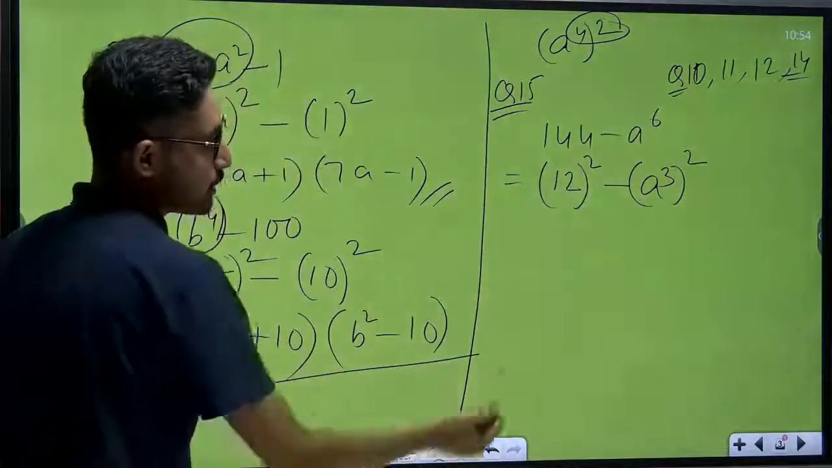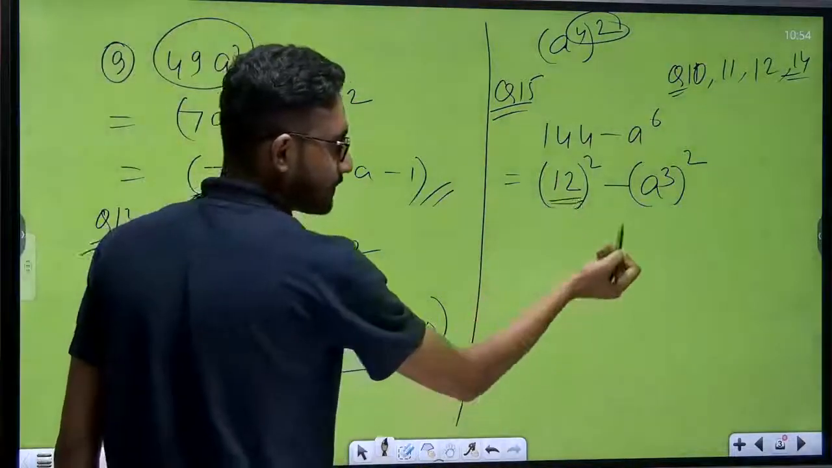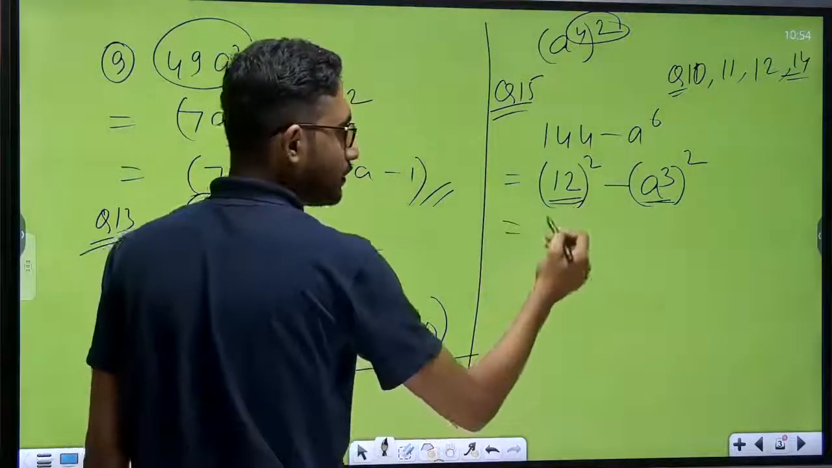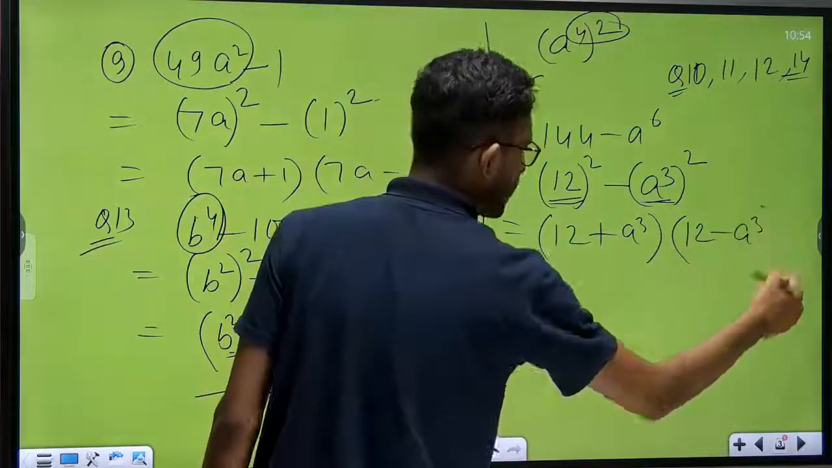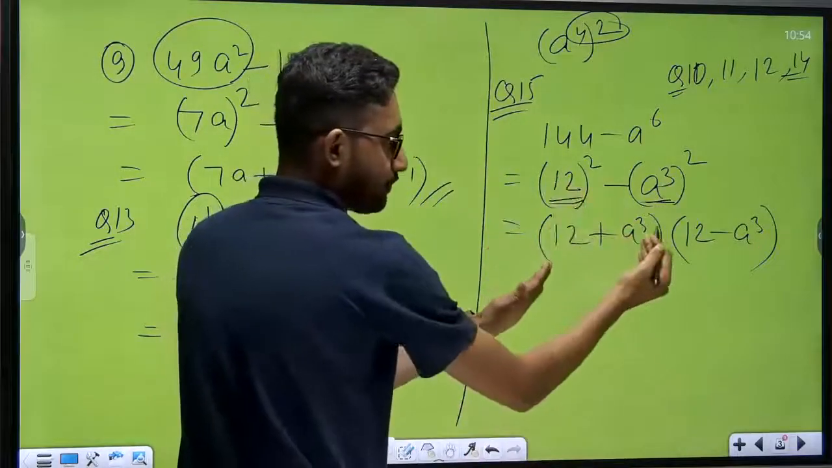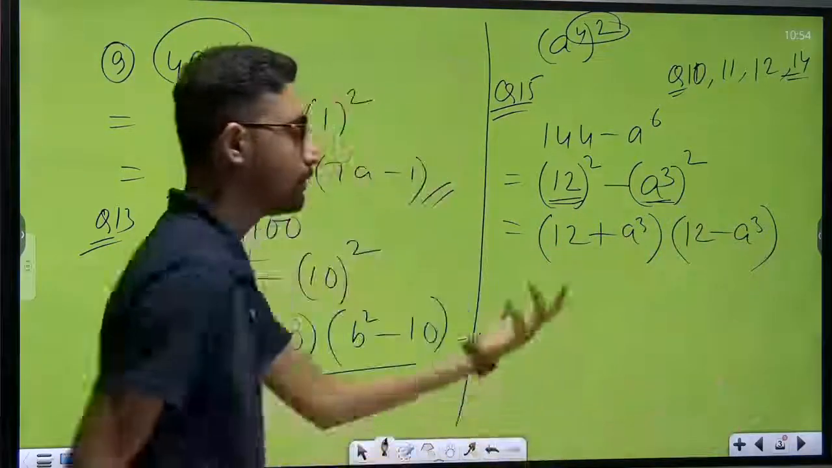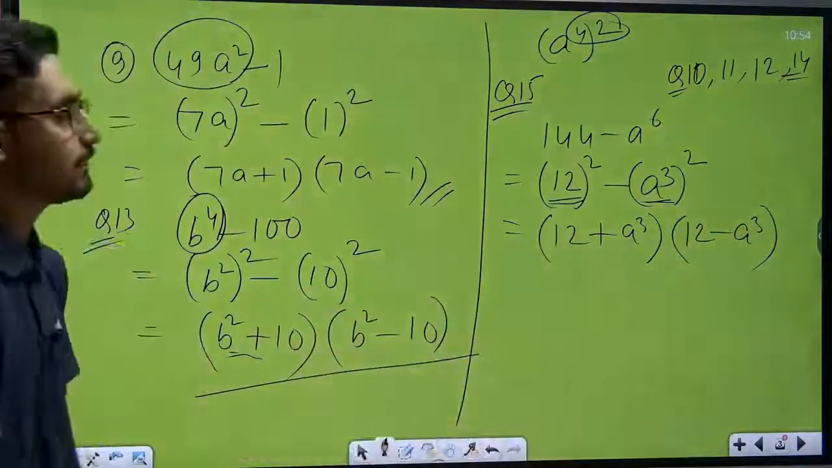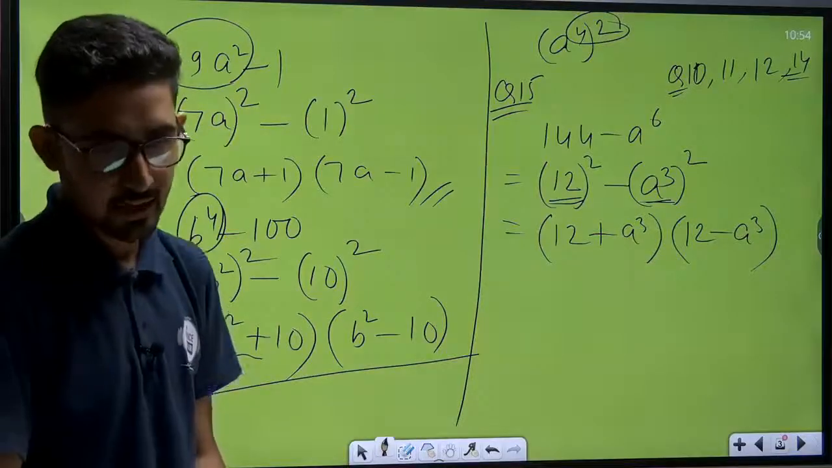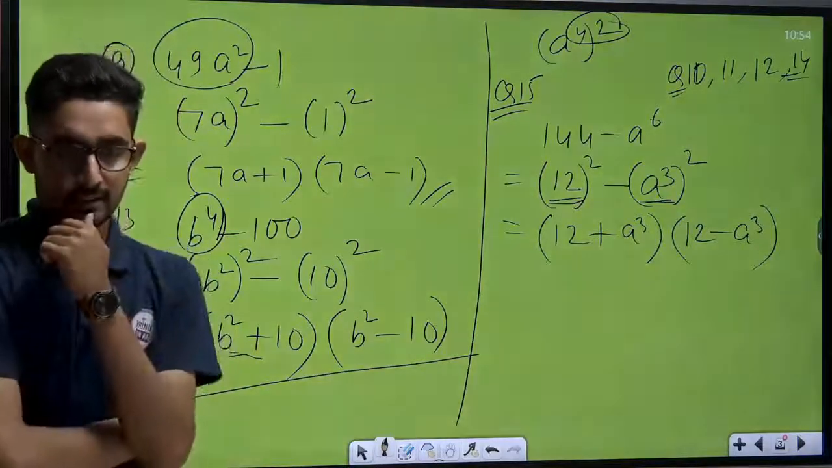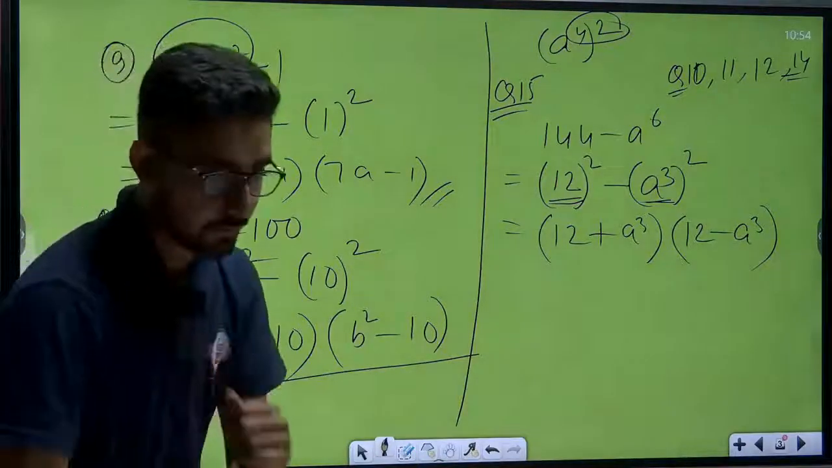Now in this question, this is a, this is b. So write (12 plus 8 cube) and (12 minus 8 cube). Okay, see, a plus b and a minus b, and we can't solve further. So that's why we can say that is the correct answer. Okay, yes students, all of you understood? Very good. Now we'll move to the next question. Let's see.